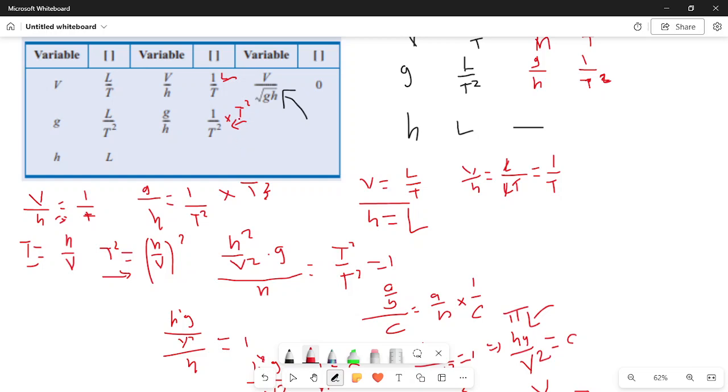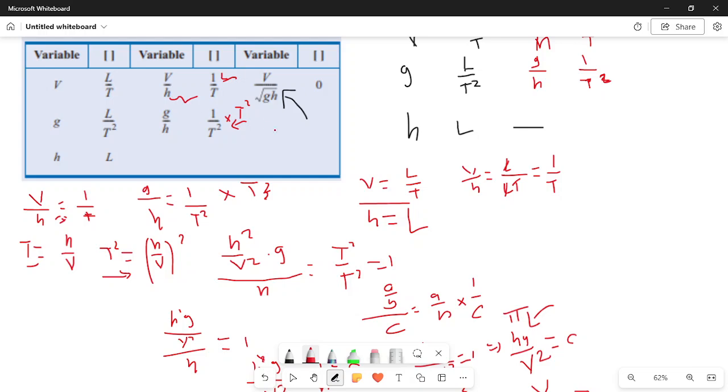Do you agree with that one first? Yes, that one I agree. But now, what's happening? When I say time square, I need to use this time coming from this expression so that it can cancel. Now, this is what's happening.